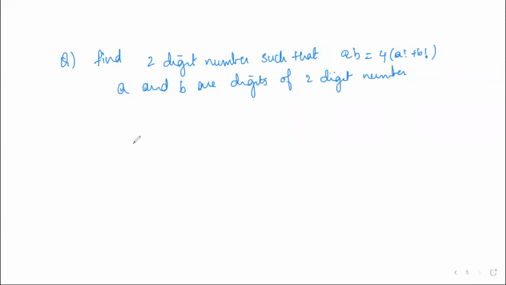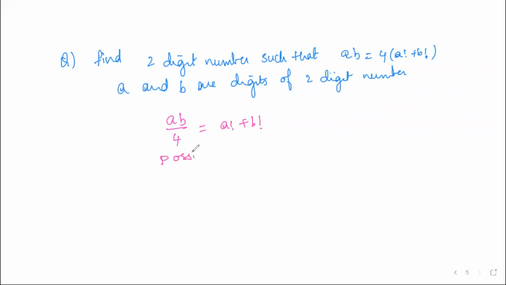The next question is find 2-digit numbers such that AB is equal to 4 times A factorial plus B factorial, where A and B are the digits of the two-digit number. So if we rearrange and write this expression as AB divided by 4 is equal to A factorial plus B factorial. Any factorial is always an integer. So right side, it's sum of two factorials. It's purely an integer. So left side, it becomes an integer only when AB is a multiple of 4.